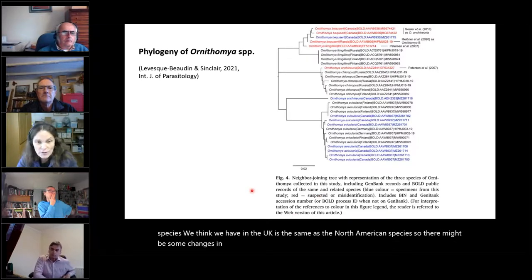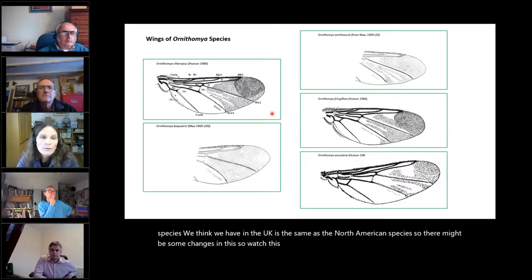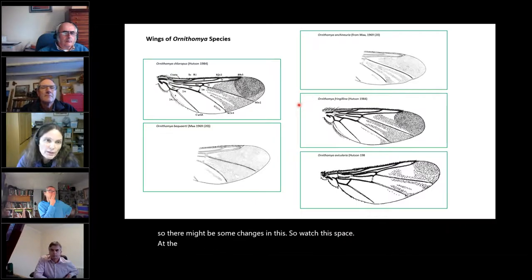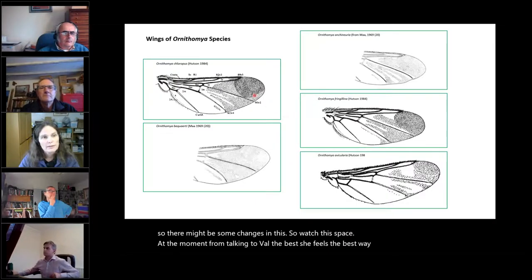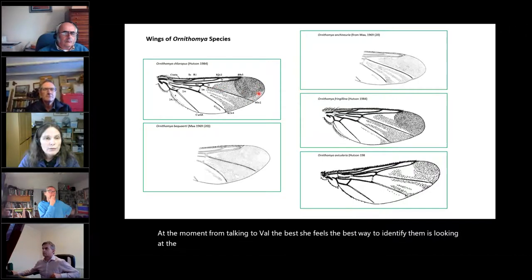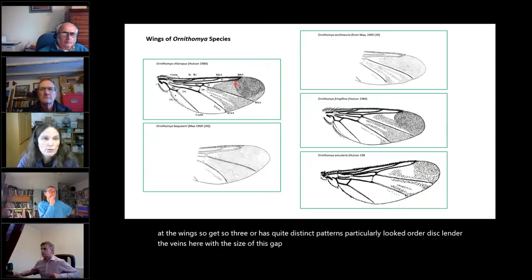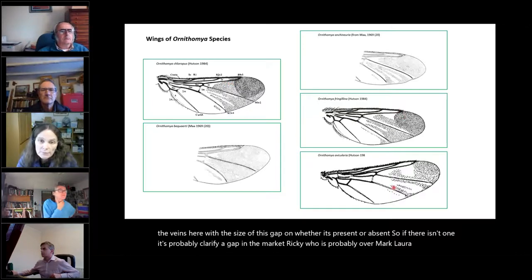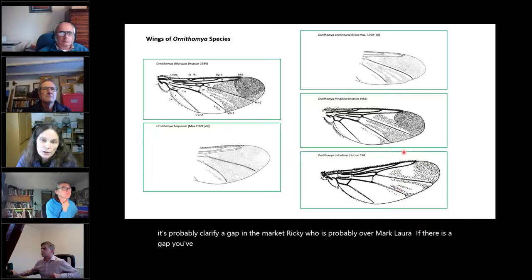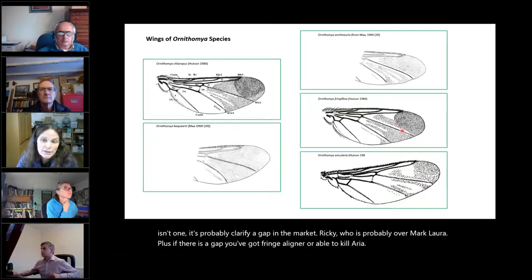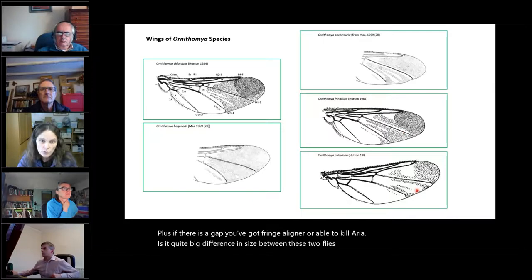So watch this space. At the moment, from talking to Val, the best way to identify them is looking at the wings. Again, cell 3R has quite distinct patterns, particularly if you look towards the distal end of the veins here, with the size of this gap and whether it's present or absent. If there isn't one, it's probably Ornithomimia chloropus. If there is a gap, you've got fringilina or avidicularia, and with quite a big difference in size between these two flies, it should be fairly easy to sort them out.